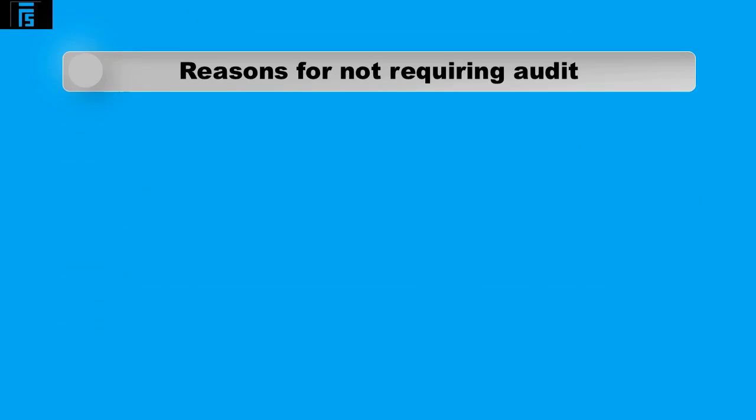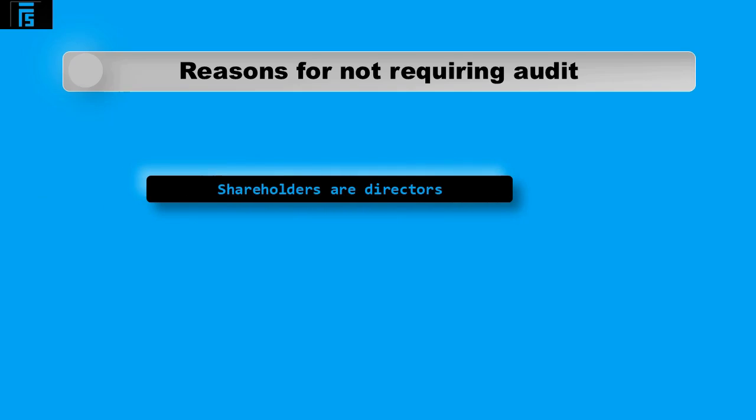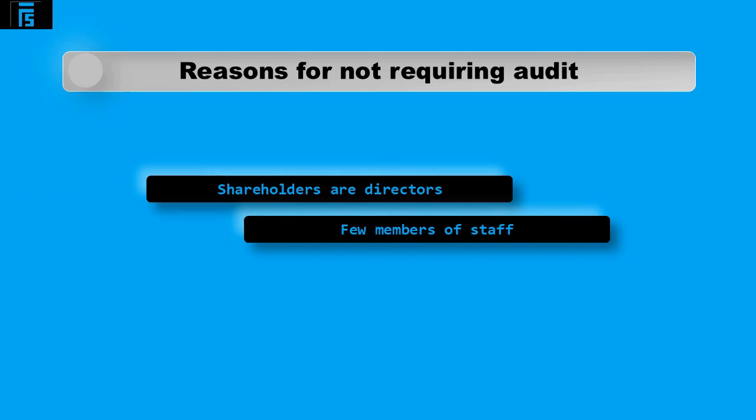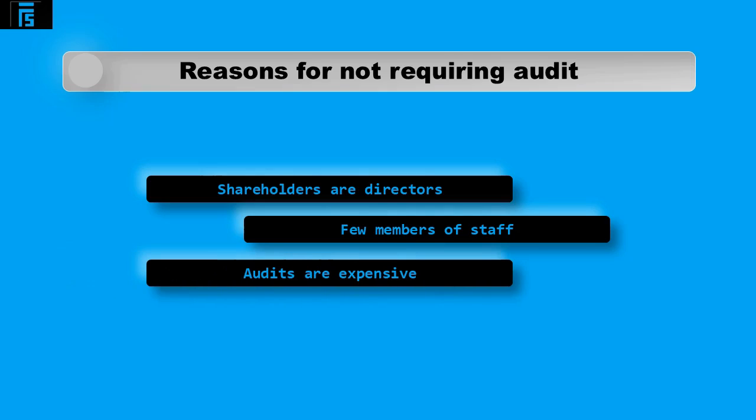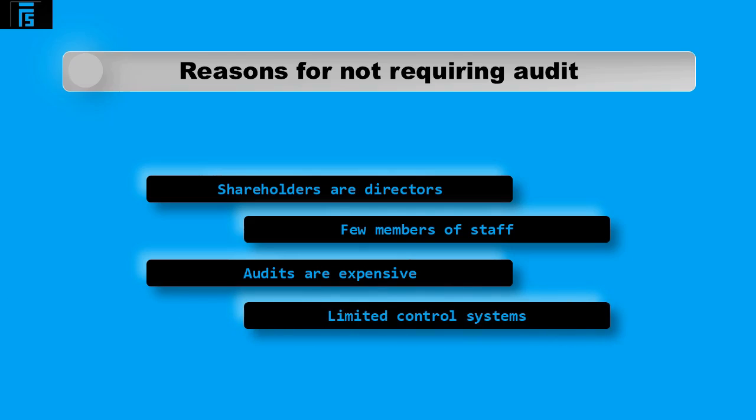The reasons for not requiring a statutory audit are: the shareholders are often the directors of the entity, operating and managing their own business, and so there is less concern about whether their investment is being looked after. They may have only a few members of staff. This makes the disruption of the auditors coming in more of a burden on the company. Audits are expensive. This cost may outweigh any benefits an audit would have for the company. Control systems may be limited. With fewer resources, the systems may be more straightforward and not requiring expert advice from the auditor.